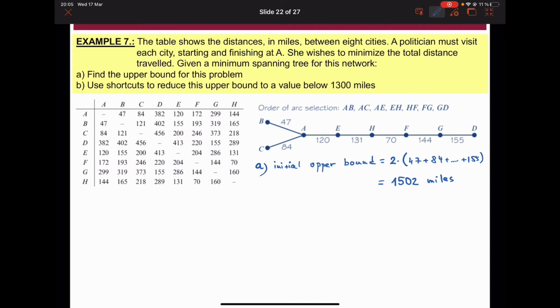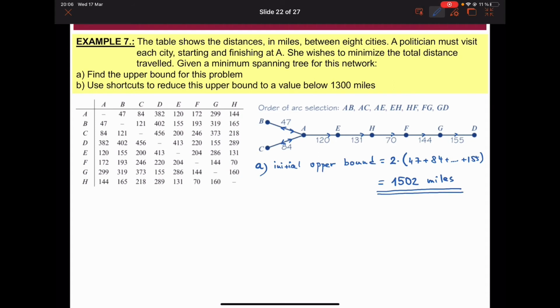Okay, and now we're going to check if there is not a possibility that I could save, because I'm going this direction, right? For now, I'm going from A to B, but then obviously I have to also come back to A. Then I go to C, and I have to come back to A. And then I can go to E, H, F, G, D, and then I would be coming back to G, to F, to H, to E, and then to A. So that would give me the initial upper bound, 1502 miles.